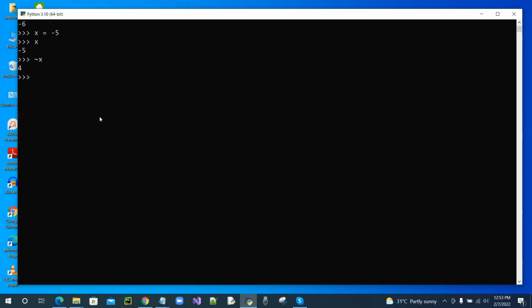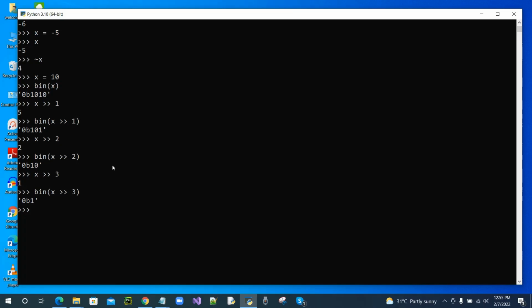Now let's do bitwise right shift. Assigning 10 to x. The binary equivalent is 1010. Here I am shifting 1 bit towards right. Output is 5. If we convert it to binary, output is 101. So 1 bit from right is removed. I am shifting 2 bits towards right. Output is 2. Binary output is 10. So 2 bits from right are removed. Shifting 3 bits towards right. Output is 1. Binary output is also 1. So 3 bits from right are removed.